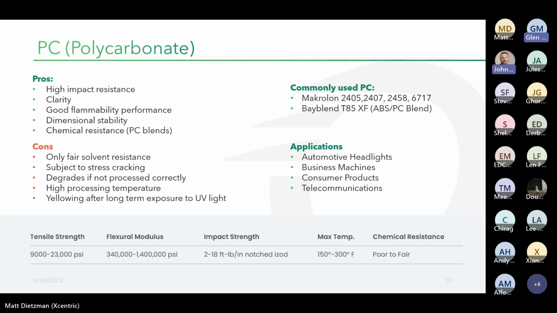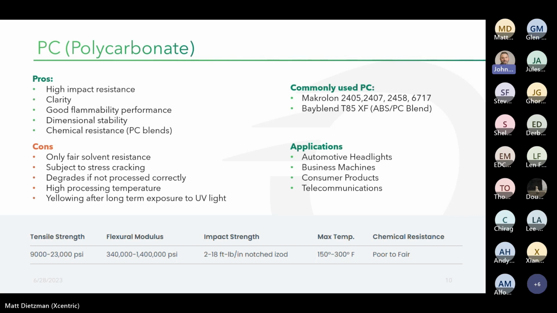All right, polycarbonate or PC is another very common material that's out there. It's more known for its clarity. It's a transparent material. It's high impact resistance. It's got decent flammability performance depending on the material or the actual grade. Similar to ABS, the dimensional stability is good, and it's got decent chemical resistance in some of the blends. Similar to ABS, another common material is a blend of PC and ABS, which is going to kind of marry the two materials and give you the best of both.